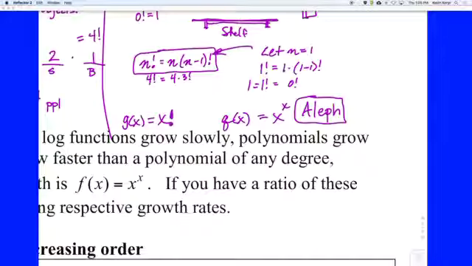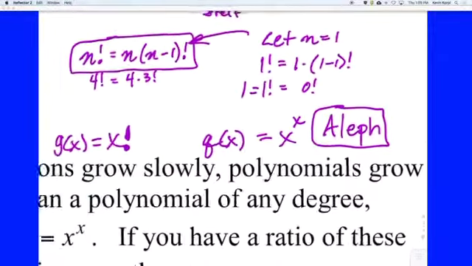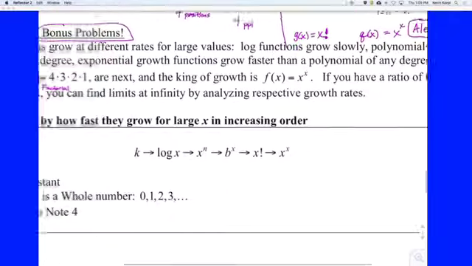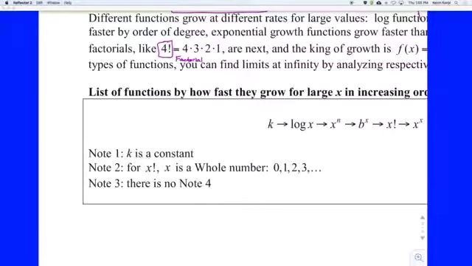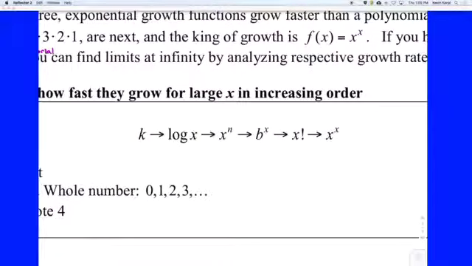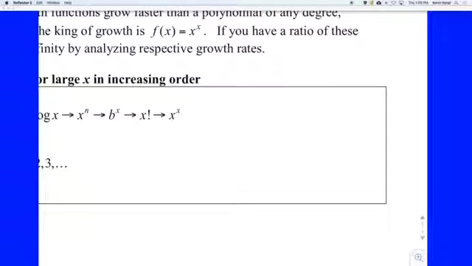That's the Aleph function. So we have two new functions. You're not going to see them in any of your graphical computations, but I throw them in here because it's kind of neat. So let's look at this box right here. This is a list of functions by how fast they grow for large x in increasing order. If you ever go on to take discrete mathematics, a course like that, if you want to become a computer programmer, you're going to learn about a function called the big O function, okay? And that's how you write it, with a big O. It's called the big O function.